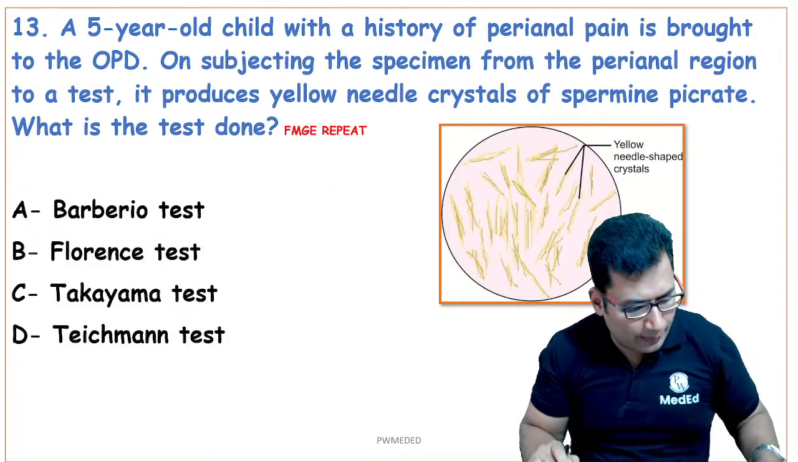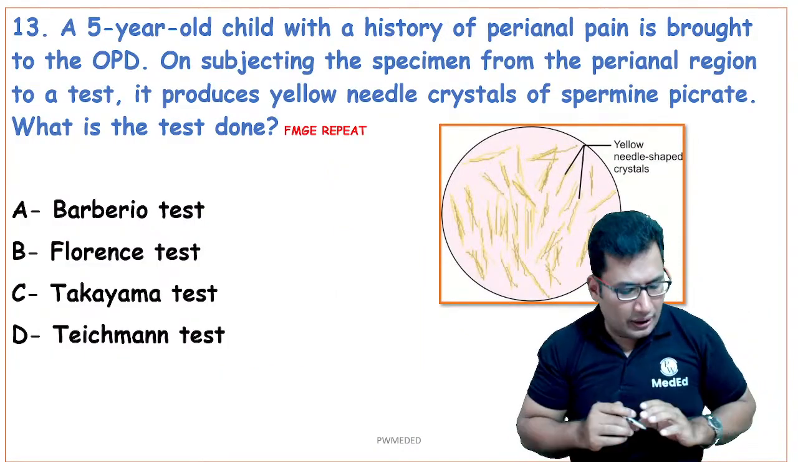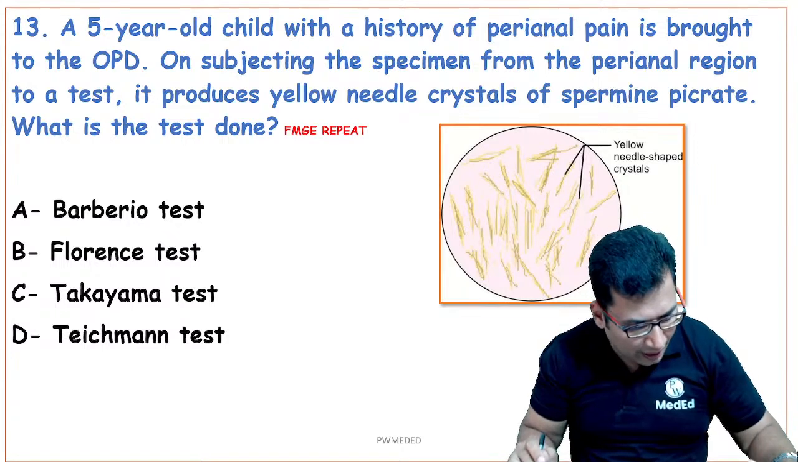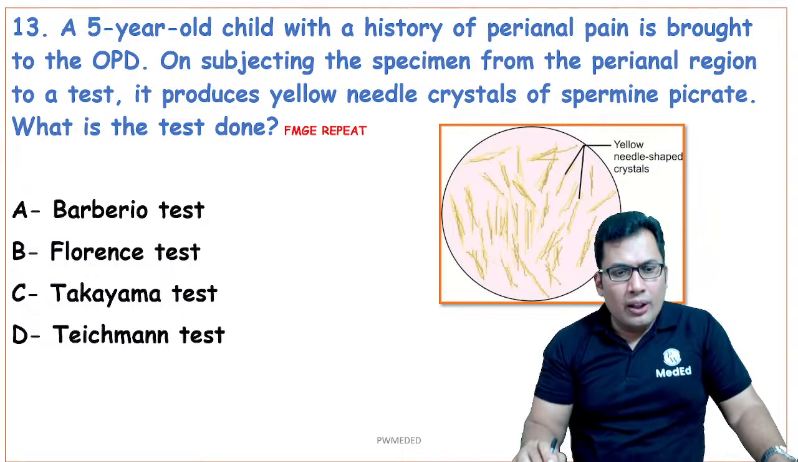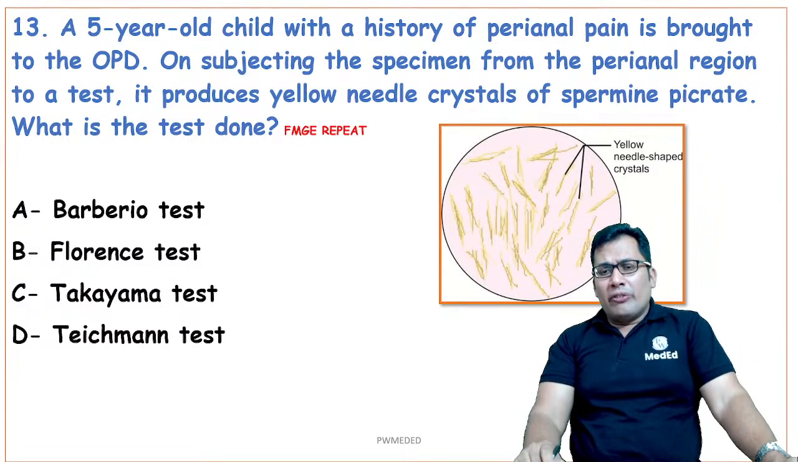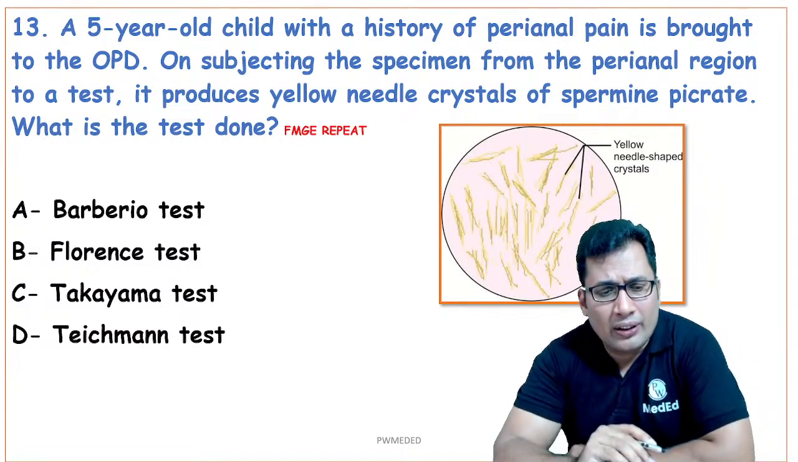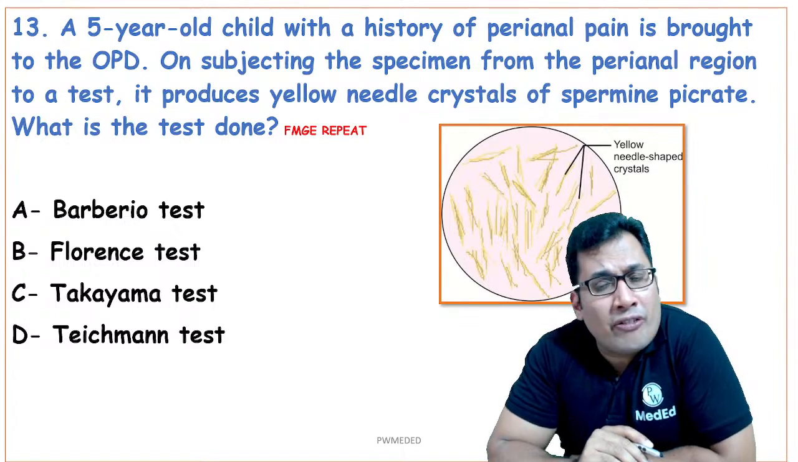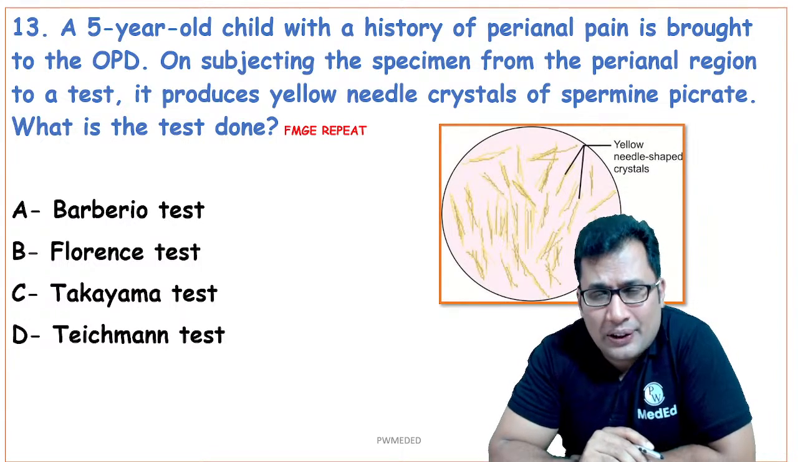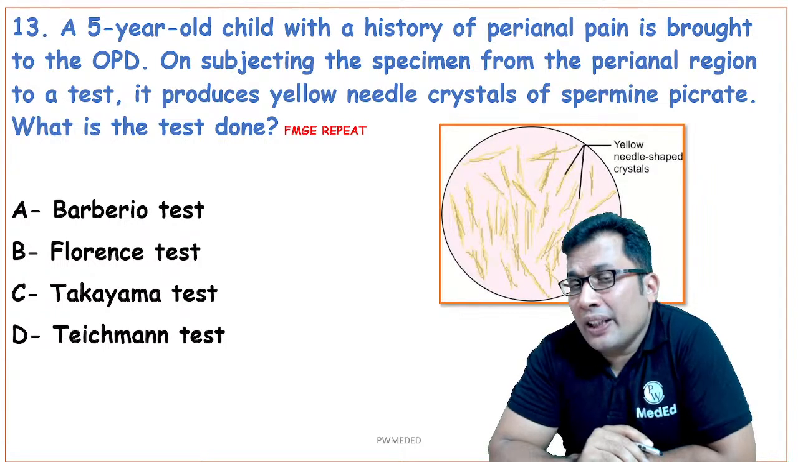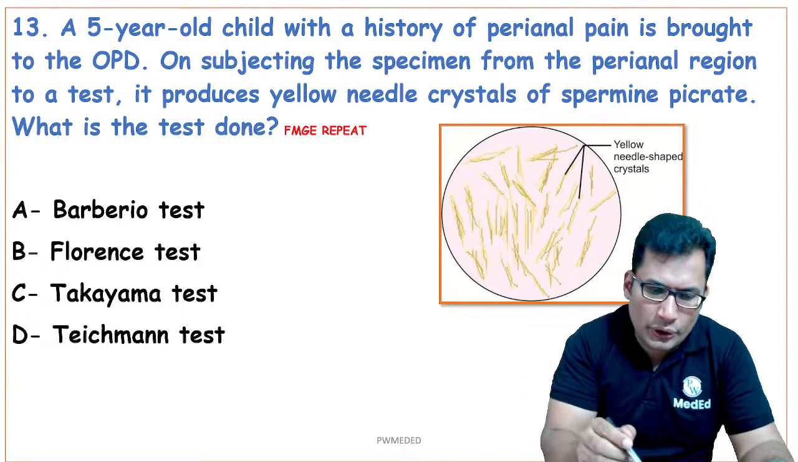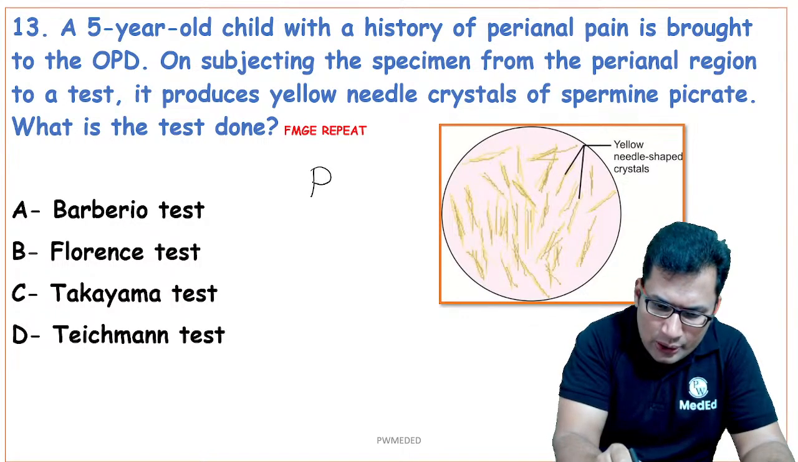Now look at this question number 13. All of you try this now. Come on. A 5-year-old child with a history of perianal pain. So this is about a case of sexual assault in a child. So this must be a case of POCSO.